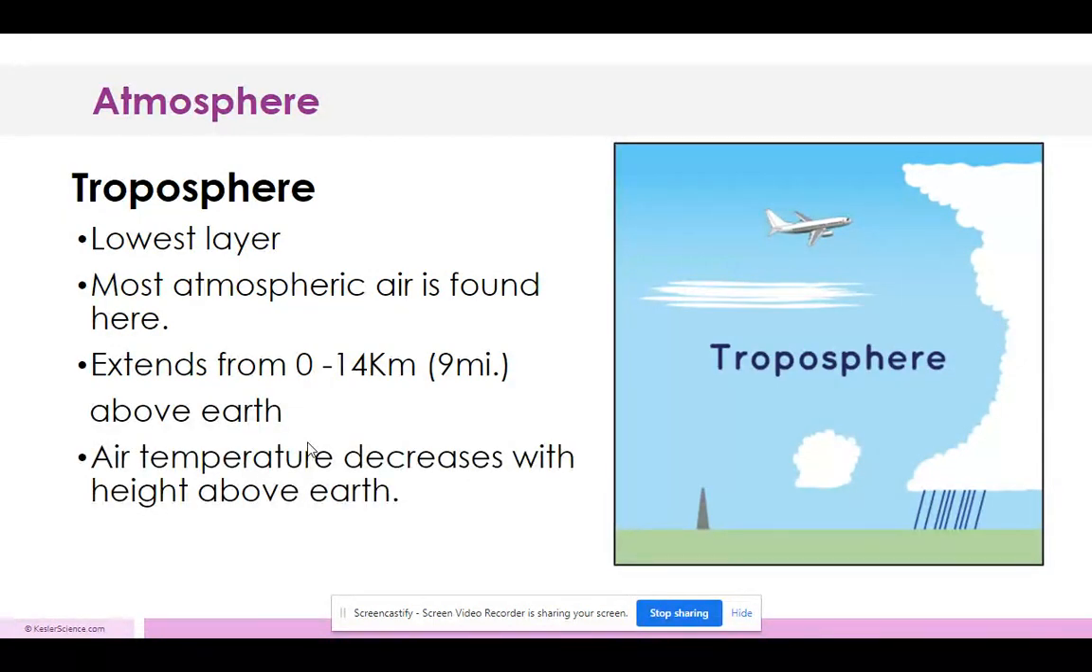Air temperature decreases in the troposphere. So it's getting colder the higher up you go. The more I walk up that mountain, the colder I'm getting. So troposphere, you're going to need to know it's the lowest layer. You're going to need to know its temperature and what's happening with its temperature. You need to know it's the first one. Label it. Virtually all the weather occurs here. Okay?